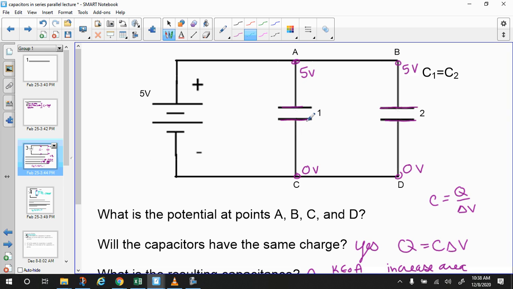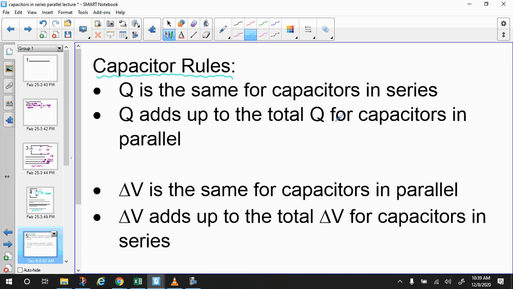So here's our parallel circuit. If this entire circuit separates a certain amount of charge, then part of that charge is going to be on this plate and part of that charge is going to be on this plate. So the total charge separated will be this plus this. So the total charge is going to add up. To get the total charge, you add up the charge for all the different capacitors when you're working with parallel.